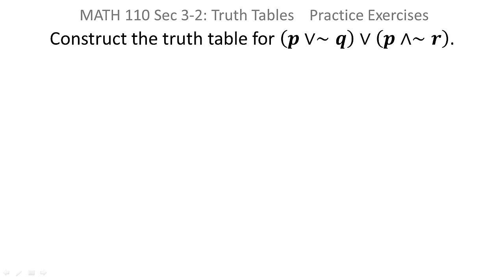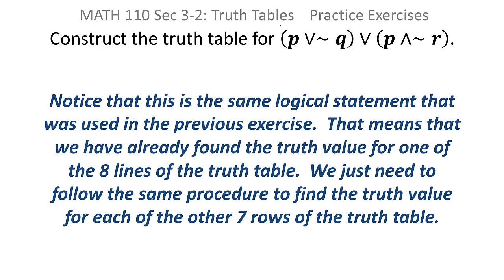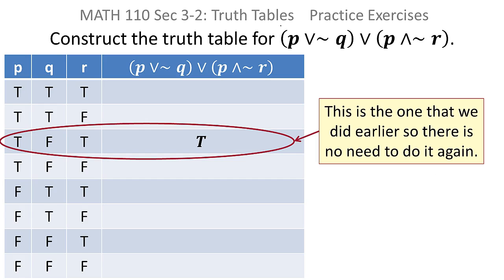Construct the truth table for this logical statement. This is exactly the same one that we worked in the previous problem, so if you didn't see the previous example, you might want to go back and look at that, because I'm going to take advantage of the fact that the previous example asked us to find the truth value for that same statement with particular values of P, Q, and R.